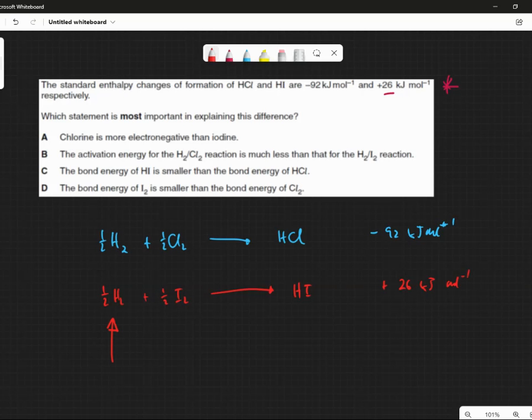Now, let's have a look. Which statement is the most important in explaining the difference between this and this? Why is it minus 92 and why is it plus 26? Chlorine is more electronegative than iodine. That is true, but it's nothing to do with the energetics. B: The activation energy for the H2 and Cl2 reaction is much less than that for the H2 and I2 reaction. Is this true or false? Anyone want to answer? You can turn on the microphone if you want. What do you think about that?